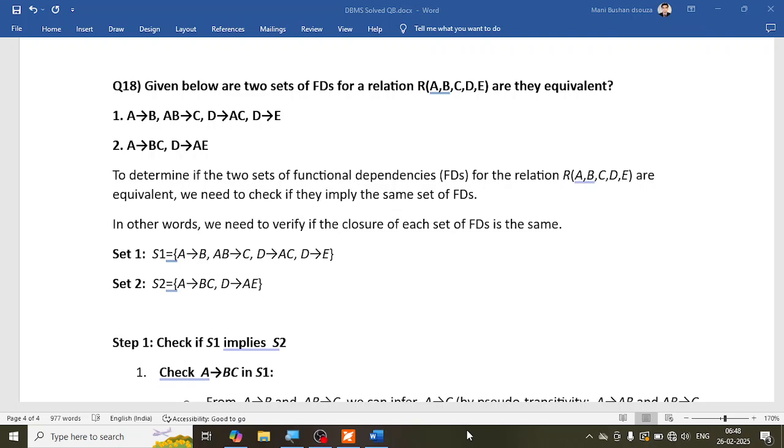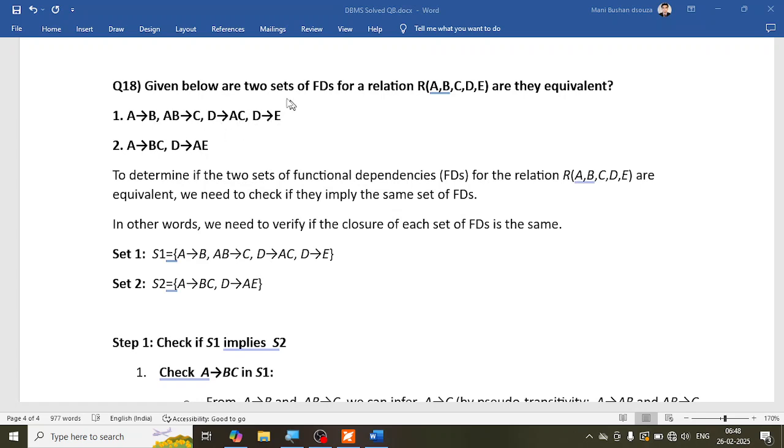Let us solve question number 18 in the question bank of DBMS. The 18th question is as follows. Given below are two sets of functional dependencies for the relation A, B, C, D, E, and they have asked, are they equivalent? The first set is A derives B, AB derives C, D derives AC, and D derives E.